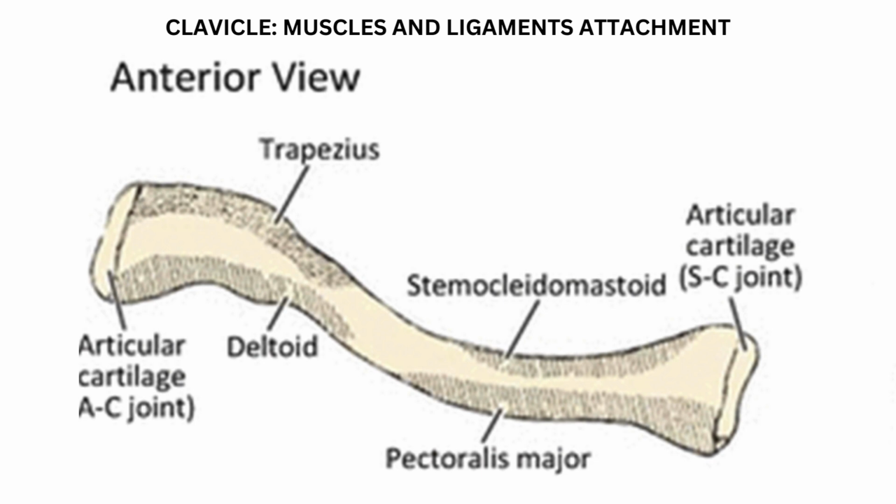Muscles and ligaments are attached to the clavicle. As shown in the picture, the lateral third of the clavicle has the attachment of the deltoid and trapezius muscles. Similarly, the pectoralis major muscle is attached to the anterior surface of the medial half of the clavicle, while the sternocleidomastoid muscle is attached to the superior surface of the medial third of the clavicle.